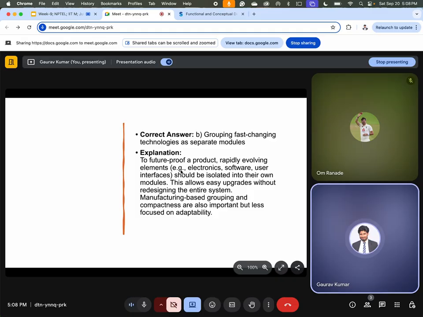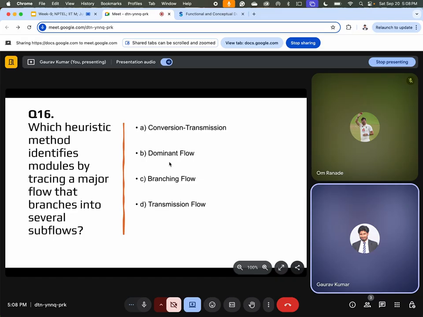Now moving towards the next question. Question number 16. Which heuristic method identifies modules by tracing a major flow that branches into several subflows? Convergent transformations, dominant flow, branching flow, or transmission flow? What could be the right answer?